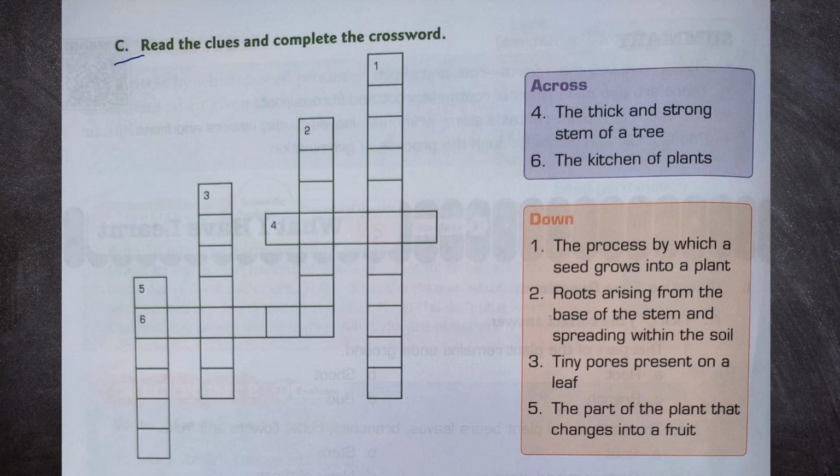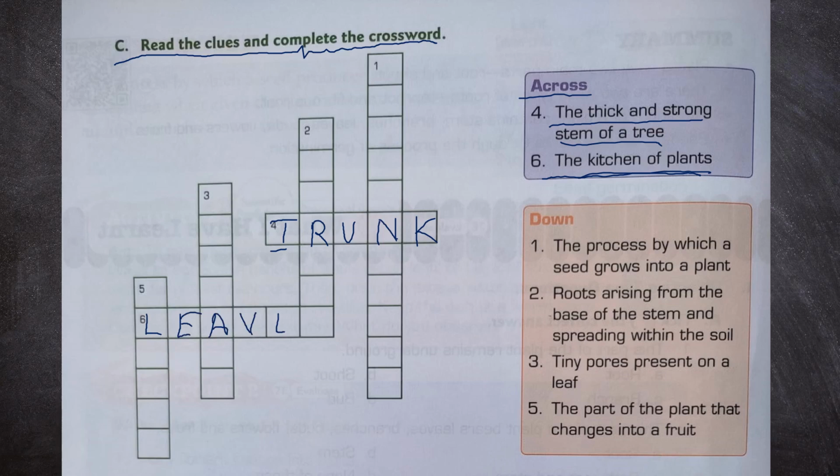Now we have to read the clues and complete the crossword. So first of all, across, number 4: the thick and strong stem of a tree. So this is trunk. T-R-U-N-K. Trunk. Number 6: the kitchen of plants. So leaves are called the kitchen of plants. So we can write at number 6 L-E-A-V-E-S. Leaves.